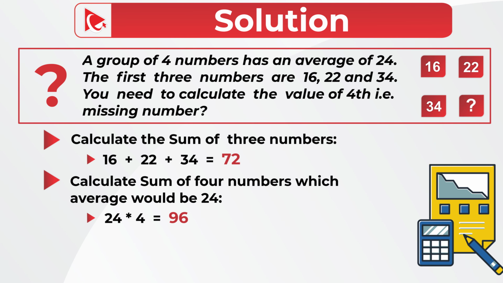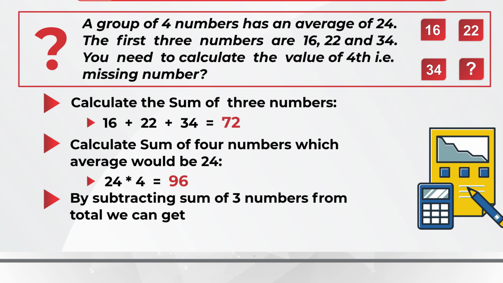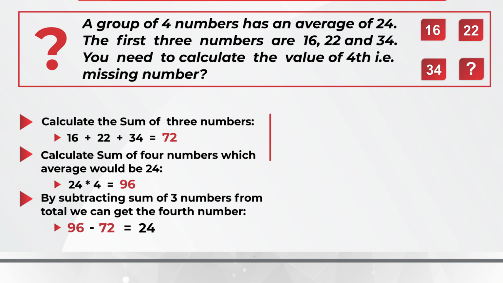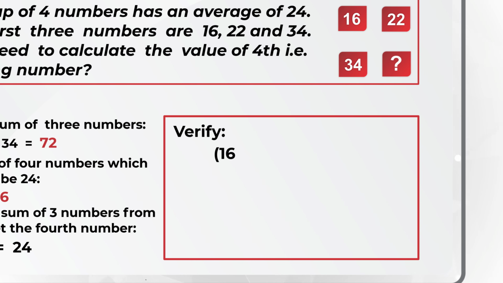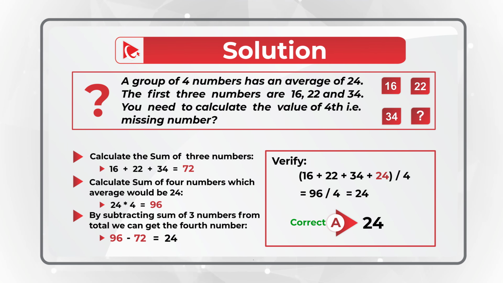And in the last step, we need to subtract the sum of the three numbers from the total where the average will be 24 to calculate the fourth number. 96 minus 72 equals 24. Let's verify this. 16 plus 24 plus 34 plus the missing number 24, divided by 4, equals 96 divided by 4, equals 24. Hopefully you've nailed this question and now know how to answer similar problems on the test.